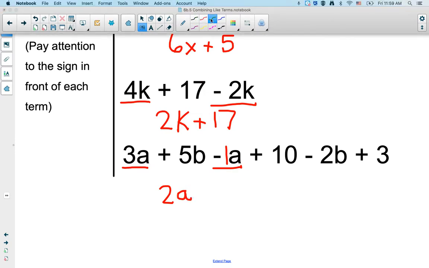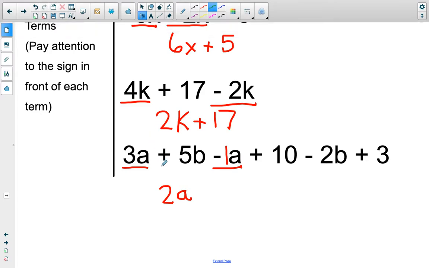See if I have any other like terms. I'm going to switch colors. I have 5b, and I have a minus 2b. Well, 5b's minus 2b's gets me 3b's. Don't forget to put the plus in between there. If you don't, you're going to be multiplying. 3b's.